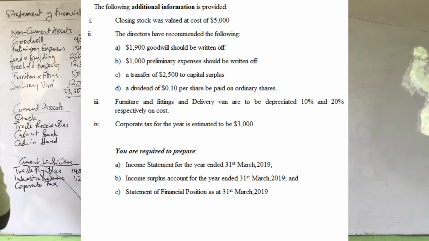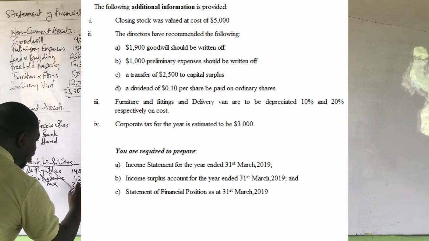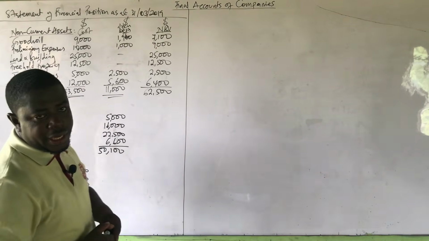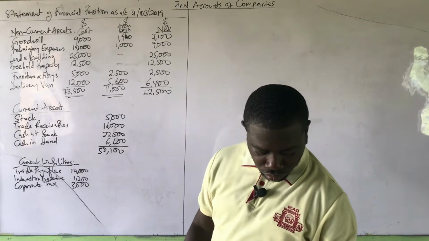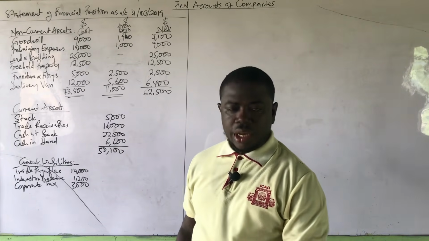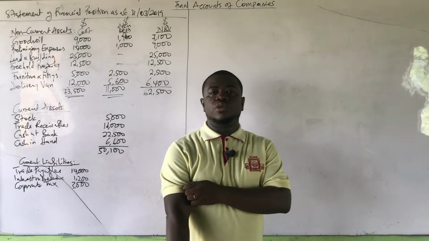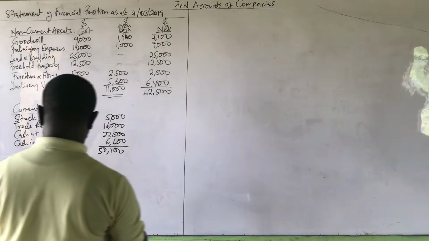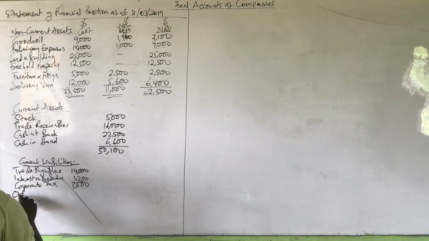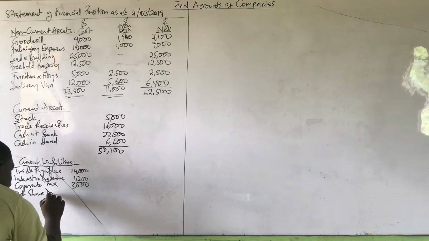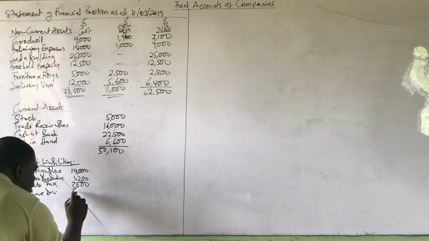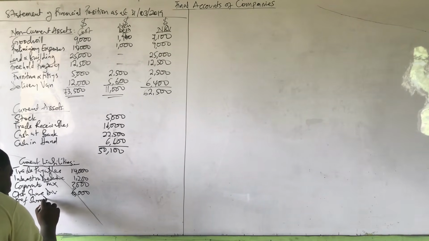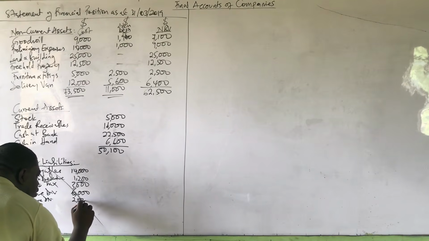And then we have the corporate tax. That is also an owing. The corporate tax was $3,000. Sorry, I said Ghana cedis earlier. $3,000. And then we have the dividends. We have the ordinary share dividend, 6,000 proposed, and then the preference share dividend, which is $2,000.